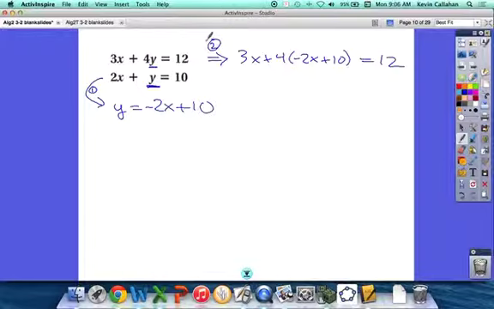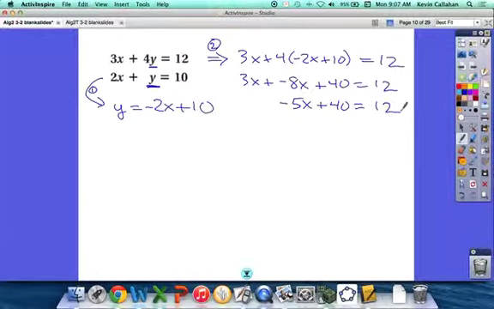That's distributive property: 3x plus negative 8x plus 40 equals 12. Combine like terms, 3x plus negative 8x. Subtract 40. I don't like this problem. Divide by 5.